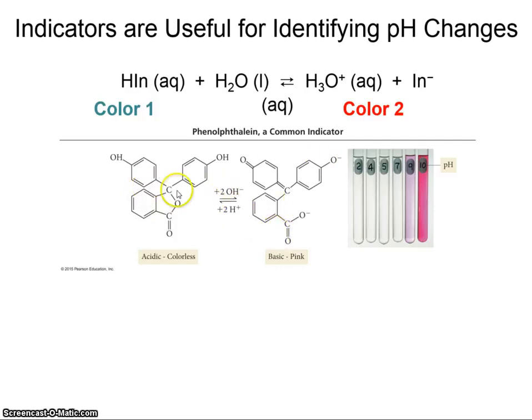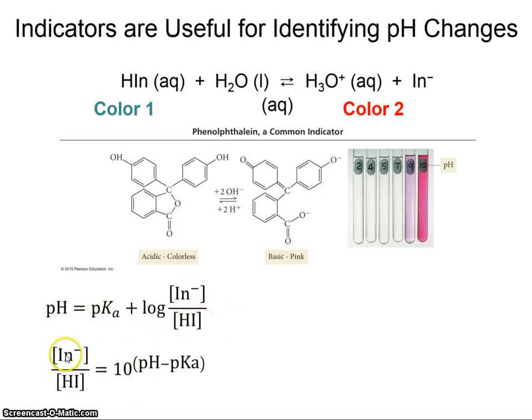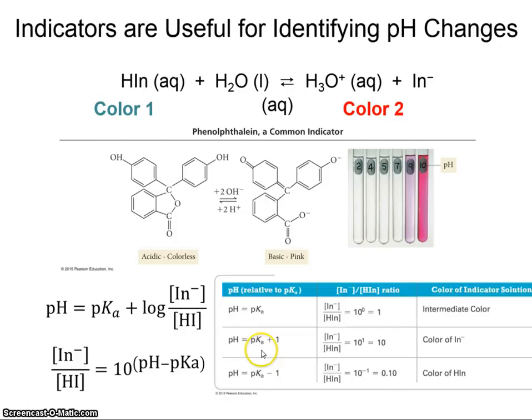But this is a weak acid, so it's going to have its own Ka value, right? It's going to have its own Ka, and then it's going to have its own pKa. And the pKa of that indicator is going to be roughly equivalent to where it's going to change pH, or change from one form to the other. So pH is going to be pKa plus the log of In over HIn. I can do the ratio of those, in this case, the pink form to the colorless form is 10 to the pH minus pKa. That's going to give me the range over which we're going to see that color change.